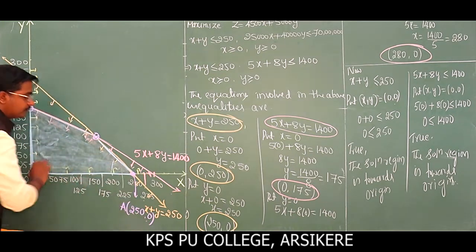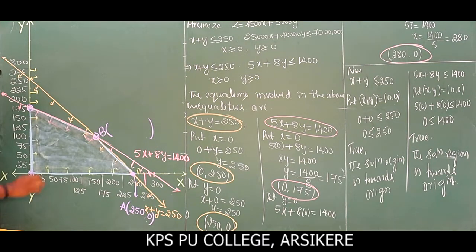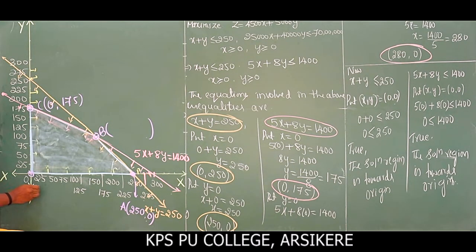This is the point B. We need to find the point B because this is the point of intersection of the line 5x plus 8y is equal to 1400 and x plus y is equal to 250. And point C here is (0, 175). And obviously this is your point O, the origin (0, 0). So next we need to find the point B. Point B is very important.